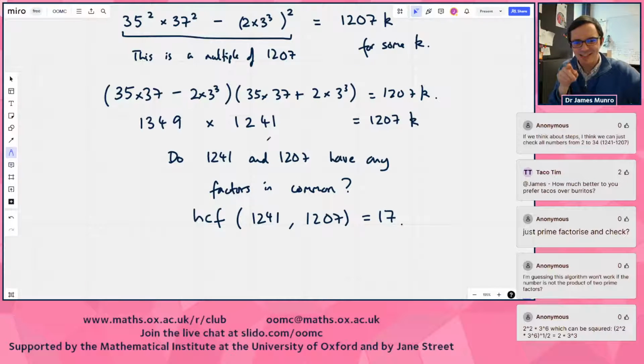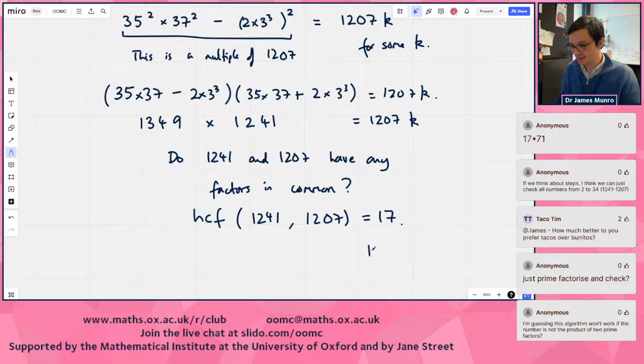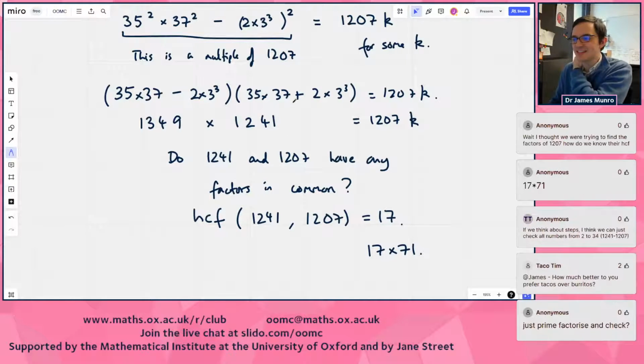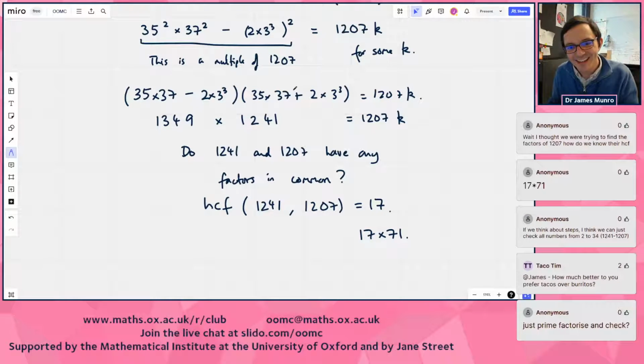how is this thing on the left going to give me a multiple of 1207 if neither of those numbers are bigger than 1207? How's it going to do that? It has to give me the factors separately. So final answer, 17 is a factor, and in fact it is 17 times 71. Let's review this because I think I lost everyone at some point.